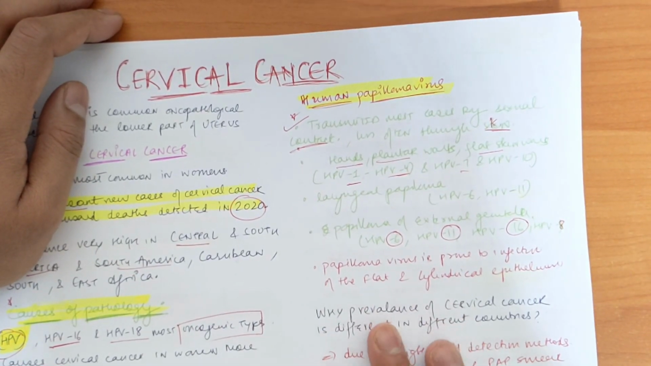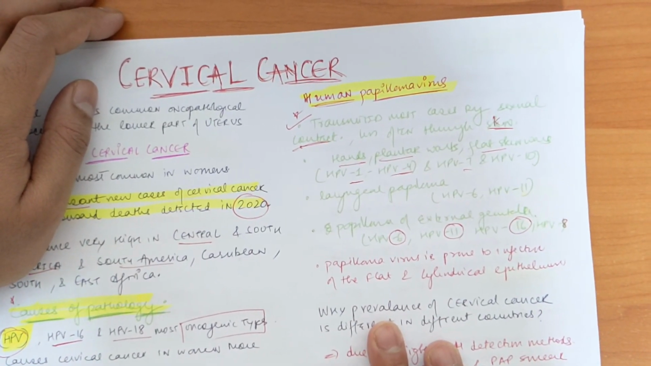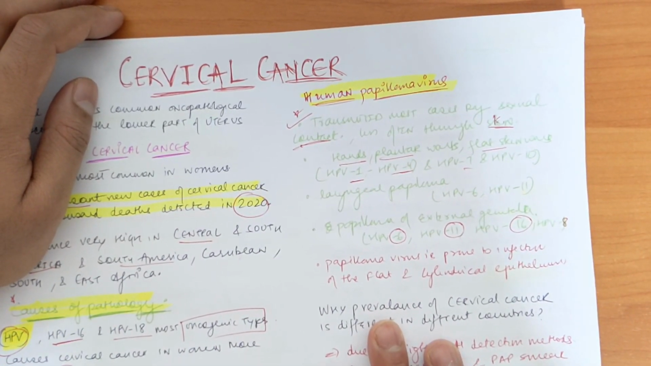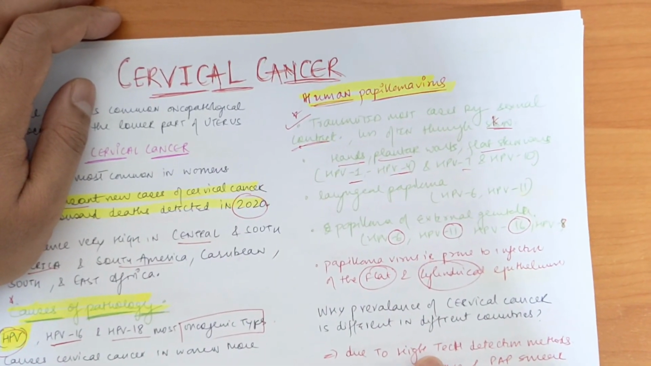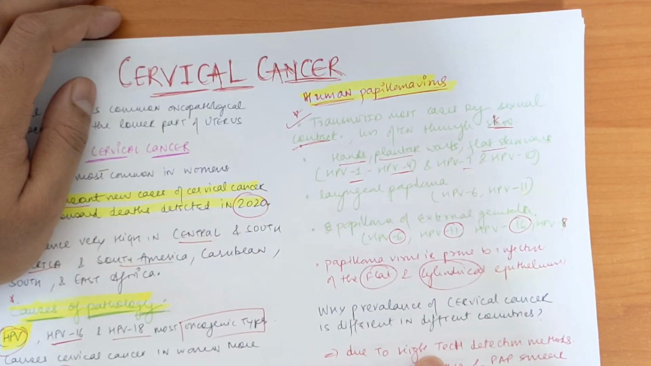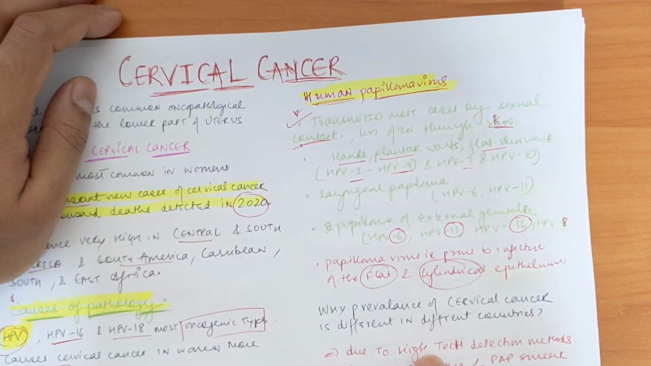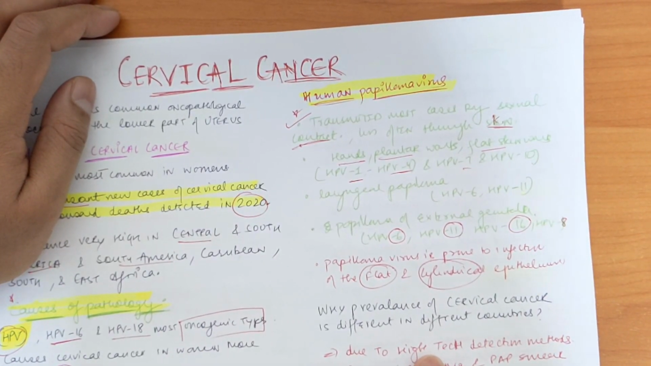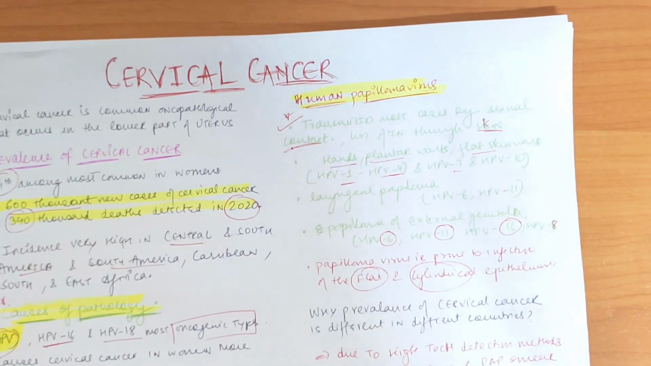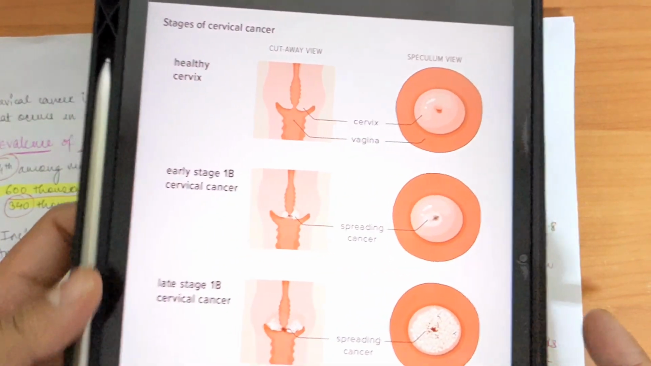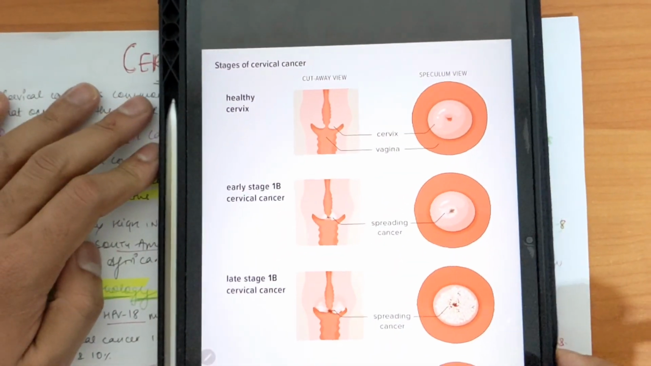Now, papillomavirus is prone to infect the flat and cylindrical epithelium of the cervix. These are the epithelia that are disturbed by this virus, which changes the mucous lining of the epithelium and leads to cervical cancer. You can see the stages of cervical cancer in this image.